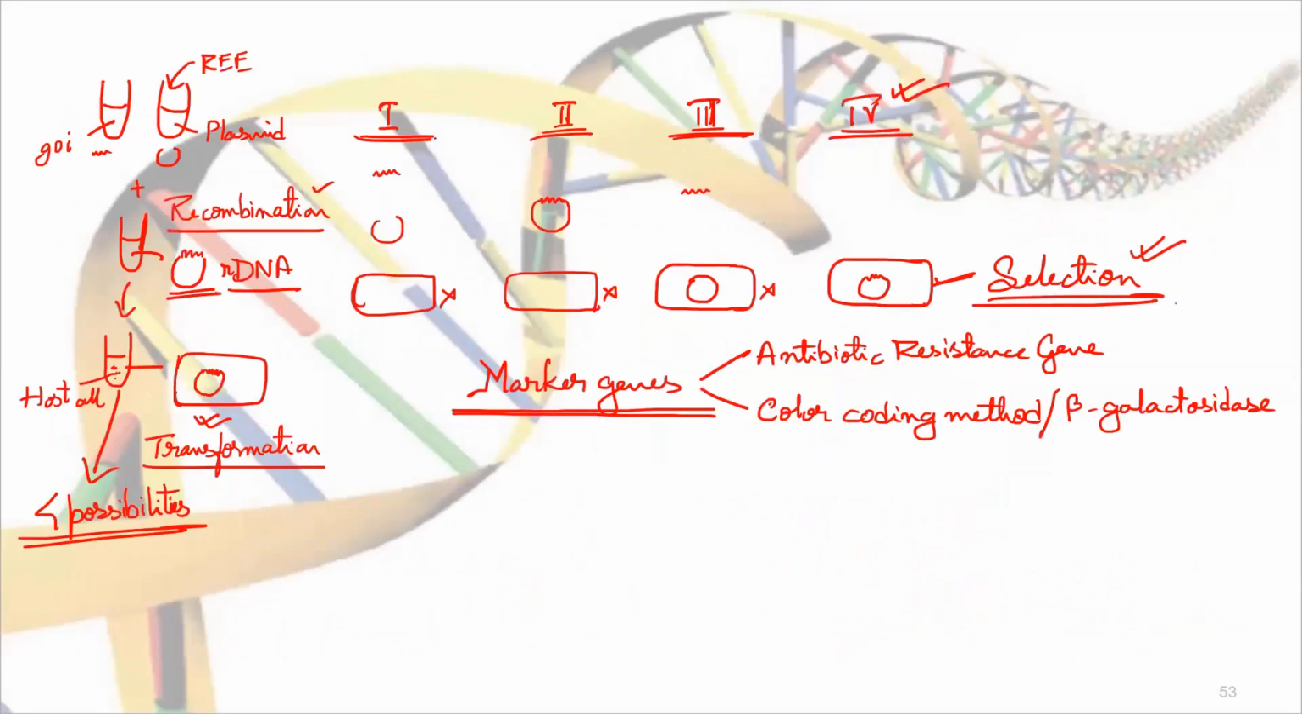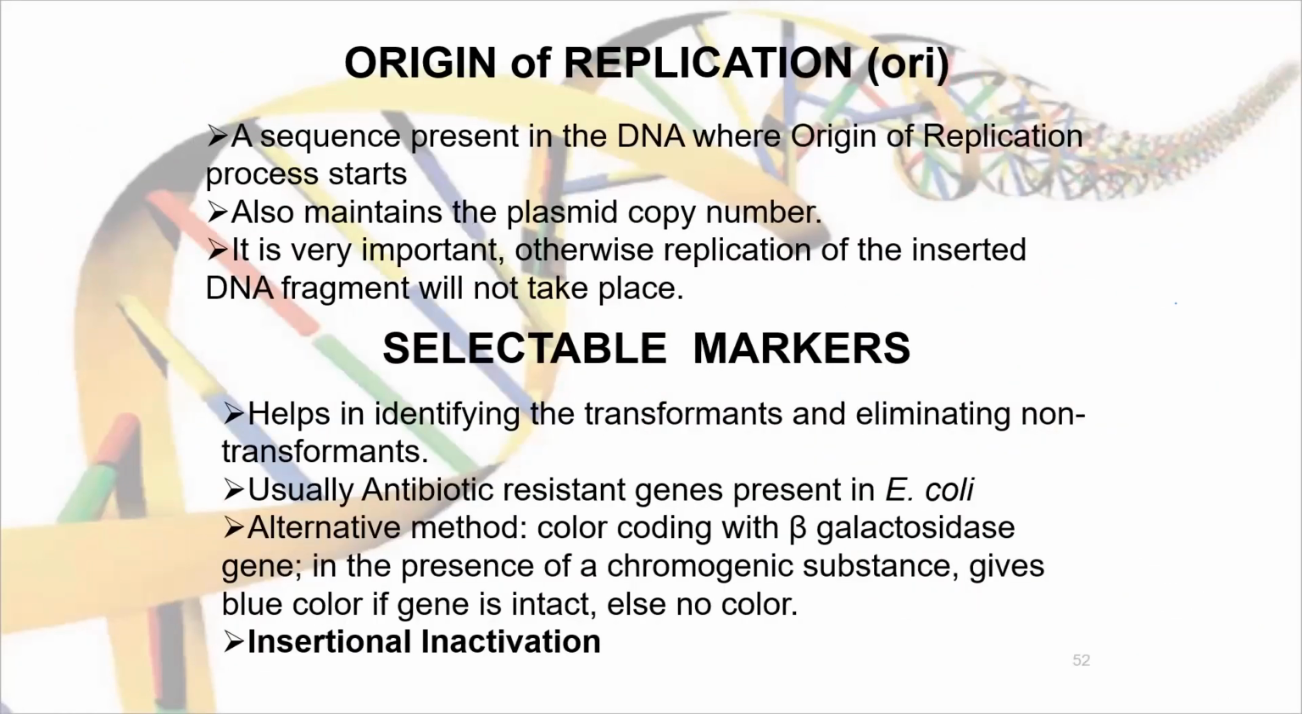Today we will be talking more about the selectable marker. This is another property that must be there in a vector or in a plasmid to be used as a vector. Now, what is this selectable marker? Let us try to look at that.